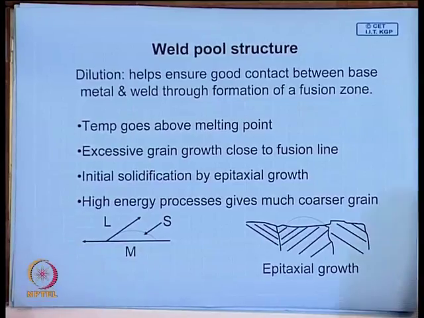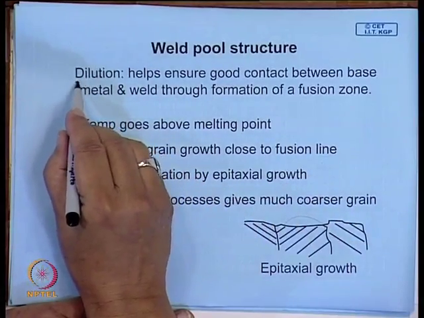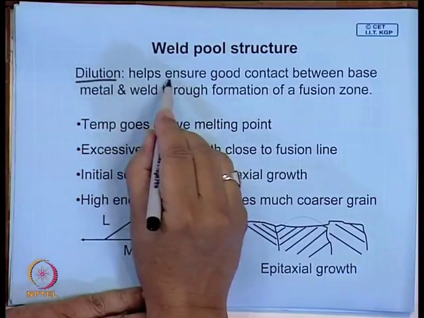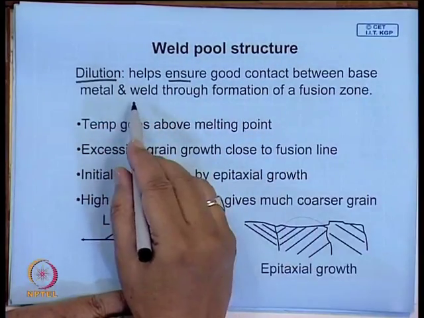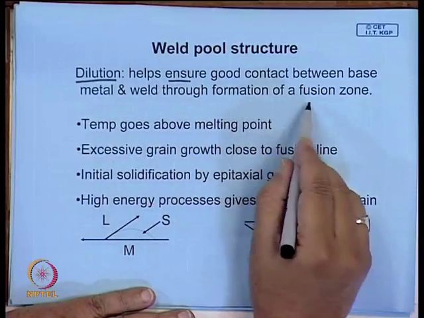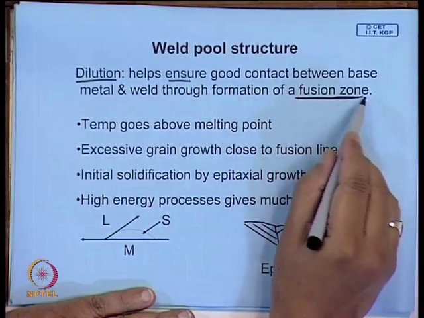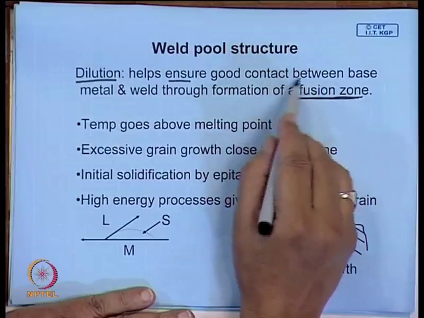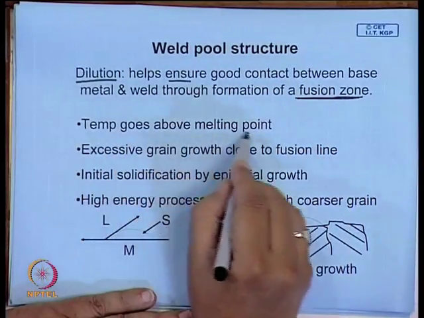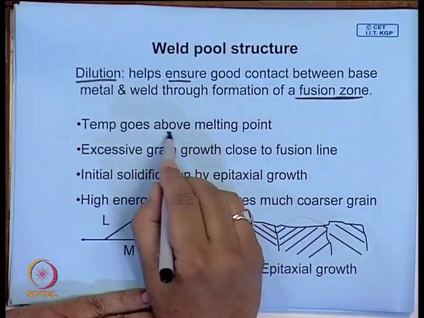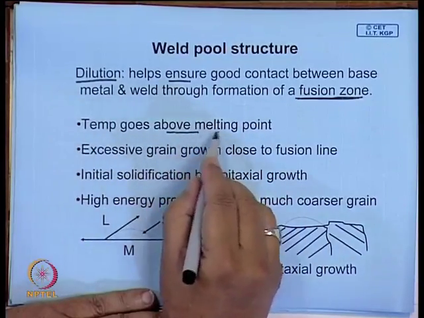Now, if you look at weld pool structure a little carefully, here the dilution plays an important role. It helps ensure good contact between base metal and weld through formation of a fusion zone. That means a part of the base metal also melts, mixes with weld metal and solidifies. Now, the temperature in this zone definitely goes above the melting point.